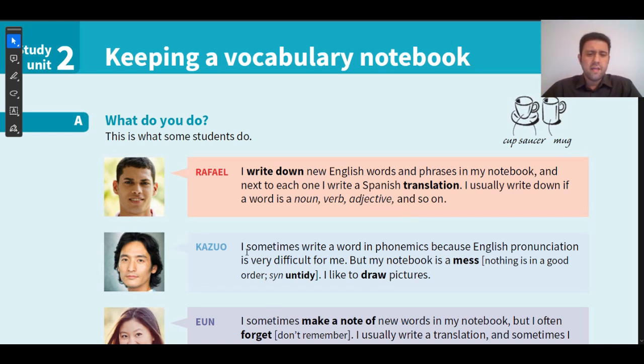The next one is: I sometimes write a word in phonemics because English pronunciation is very difficult for me. Phonemic symbols show how to pronounce a word. Here: but my notebook is a mess. Mess means nothing is in a good order. The synonym of mess is untidy. I like to draw pictures. Draw, this is a kind of drawing.